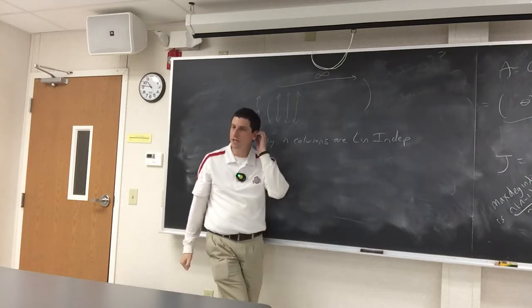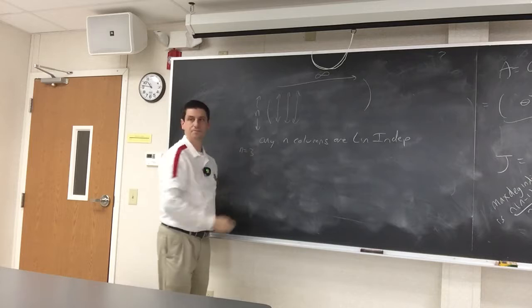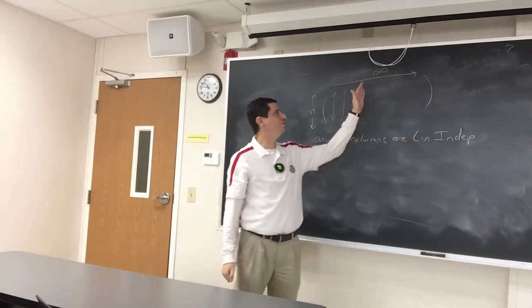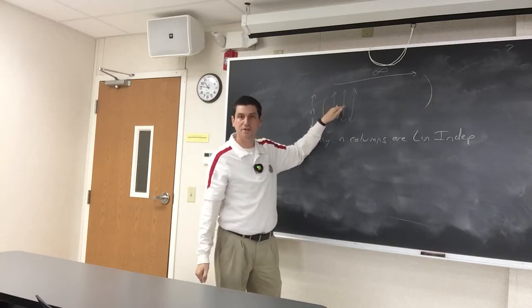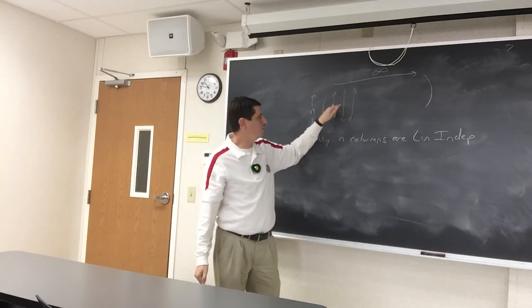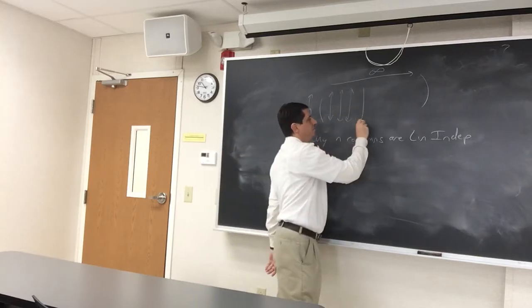And now I keep going like this. So let's say n equals 3. Now I want to choose a fourth direction. Well, I look at the plane spanned by these two and I make sure it's not in that plane. And I look at the plane spanned by these two and make sure it's not in that plane. And I put something in.